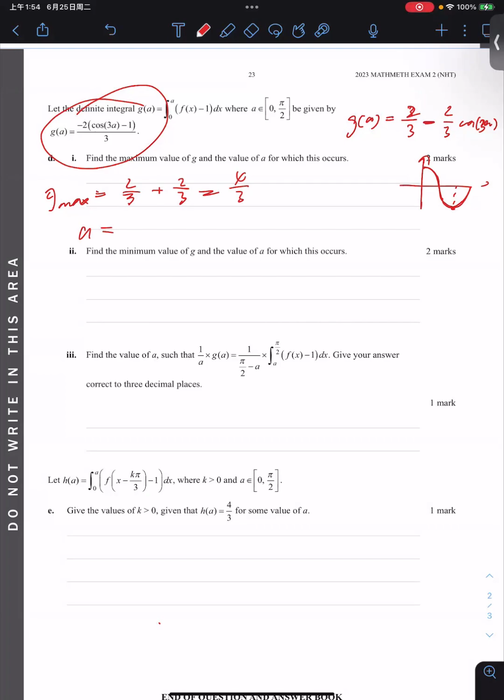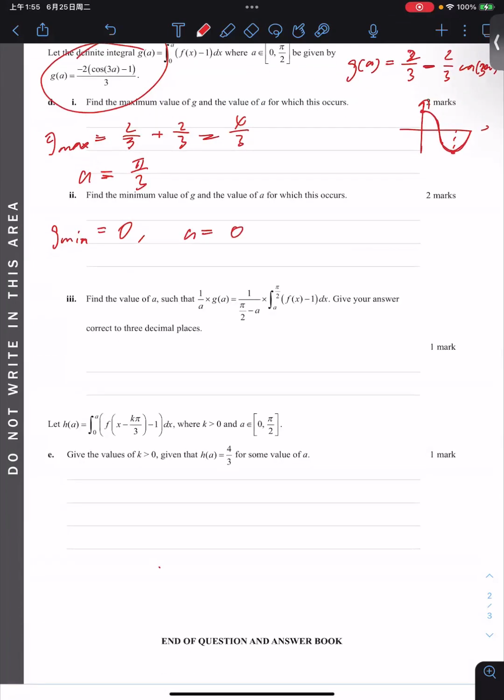So what is your a value? 1/3 of pi. All right, and same thing. When you have the minimum of the function g, you have the maximum of cosine, right? Obviously, the maximum of the cosine is where a equals 0. When a equals 0, the cosine value is positive 1. So 2/3 minus 2/3 times 1, which is 0, right? Minimum value is 0 when a is equal to 0.